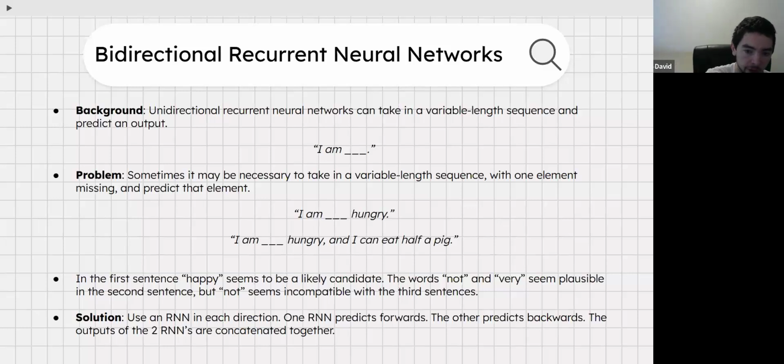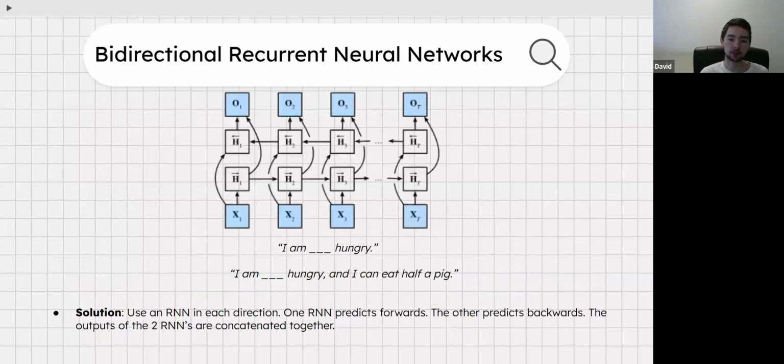Assuming the sentence is I am very hungry and I can eat half a pig, we can take in I and then predict am, and then take I am and predict very, and then I am very and predict hungry, etc. And we go forward. We can also read the sentence backwards and take in pig and then predict a, then take in pig a and predict half, take in pig a half and predict eat. So we can have two separate recurrent neural networks, and then we can incorporate them together.